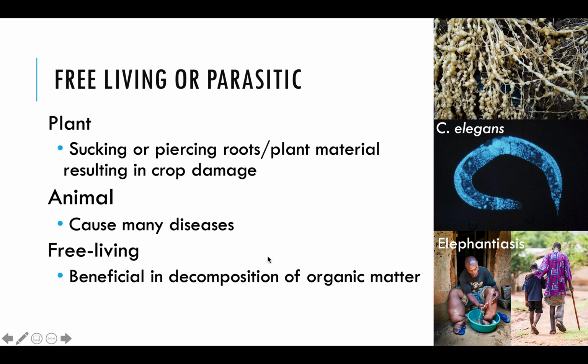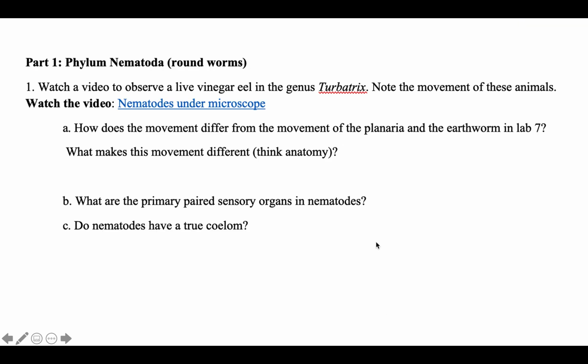These organisms can be free-living or parasitic. In plants, they are sucking or piercing roots or other plant materials, which can result in a lot of crop damage. In animals, they can cause lots of diseases of wide variety. We talked about heartworm. These organisms are free living. They are beneficial in decomposition of organic matter. Okay, so here are just some examples. So here's a plant disease, and then also elephantiasis, right, down here. So this is from your lab manual.